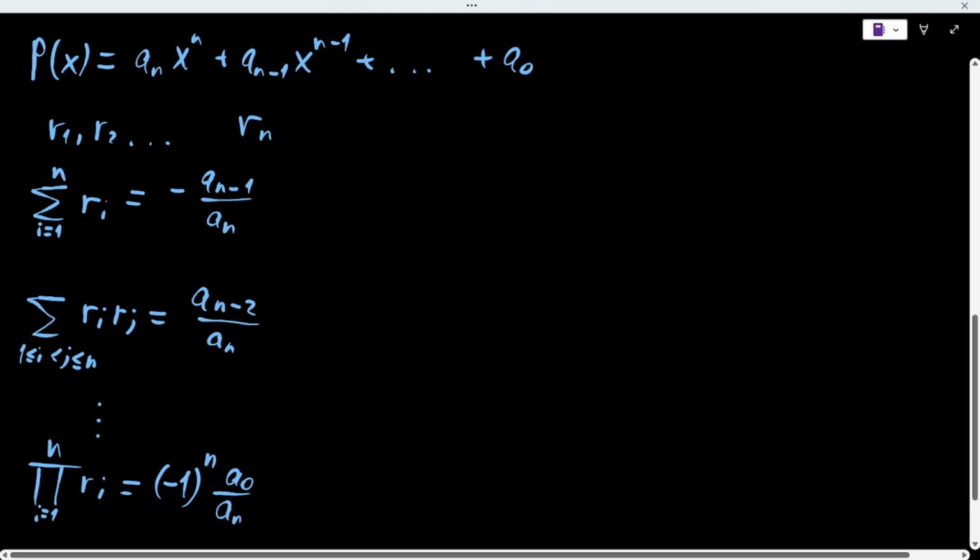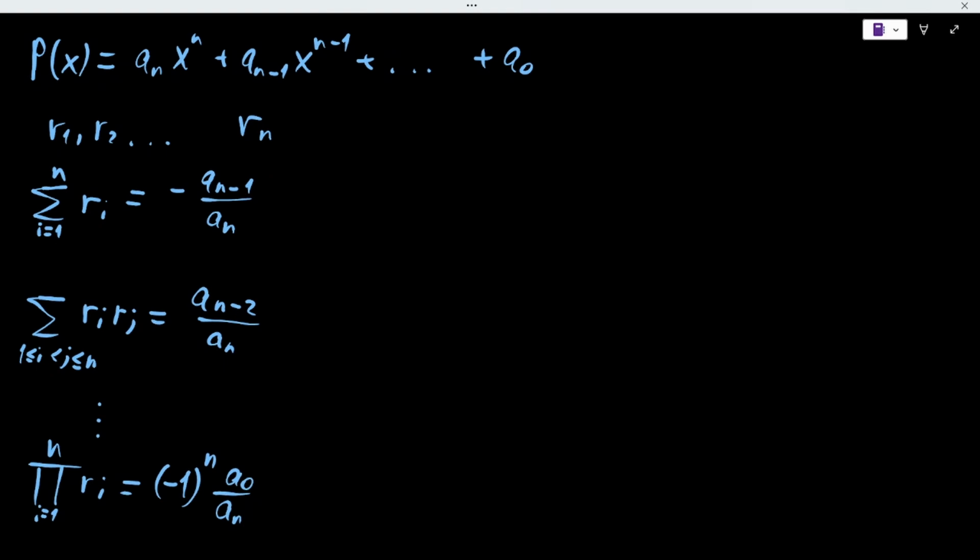And now let's see why it is correct. As we know that r1, r2, through rn are the roots of the equation, our polynomial can be rewritten as an times (x minus r1) times (x minus r2) and so on. Here we may have a repeated root, but it's not a problem. If we want to compute the coefficient of x to the power of n minus 1, we just need to choose x in all of the brackets except 1.